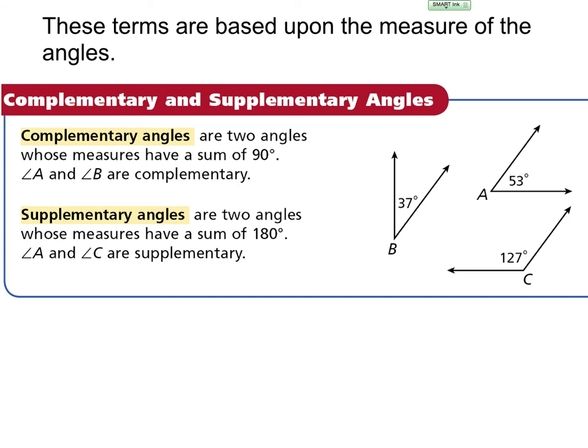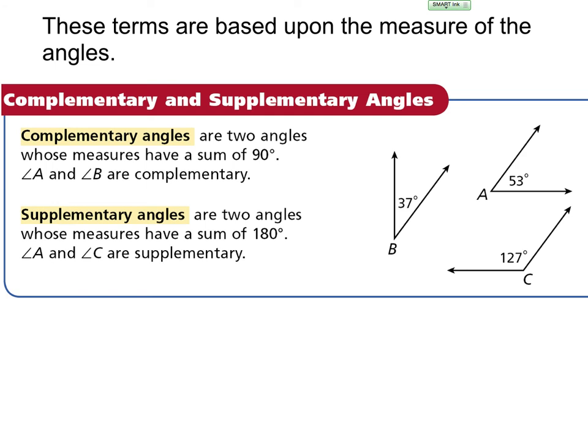Supplementary angles, again, are two angles. Their measures add up to 180 degrees. And I don't have to have a picture, but if you have a 20-degree angle, how big would the angle be to be supplementary? 20 degrees and 160. Yeah, 20 degrees and 160 would be supplements. How about the ones that are up there? Which two add up to 180? A and C, right, 53 degrees and 125.